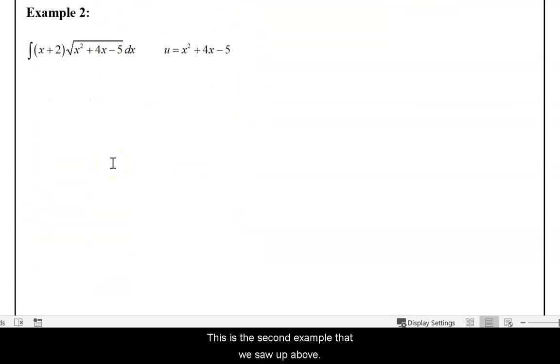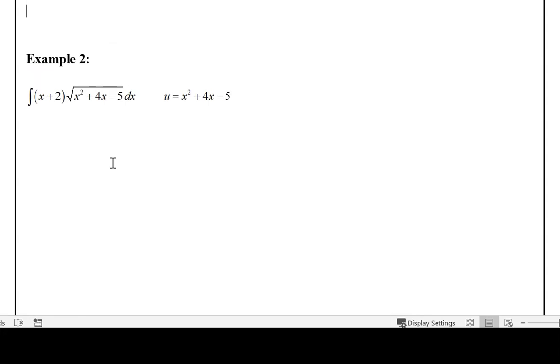This is the second example that we saw up above. In this particular one, we have a radical inside the integrand, but we also have a binomial factor, which is not a part of the radical. When given these two choices, probably the best place to pick u first, or at least to try, is the radicand, the thing that is under the radical, whether it's a square root, cube root, or whatever.